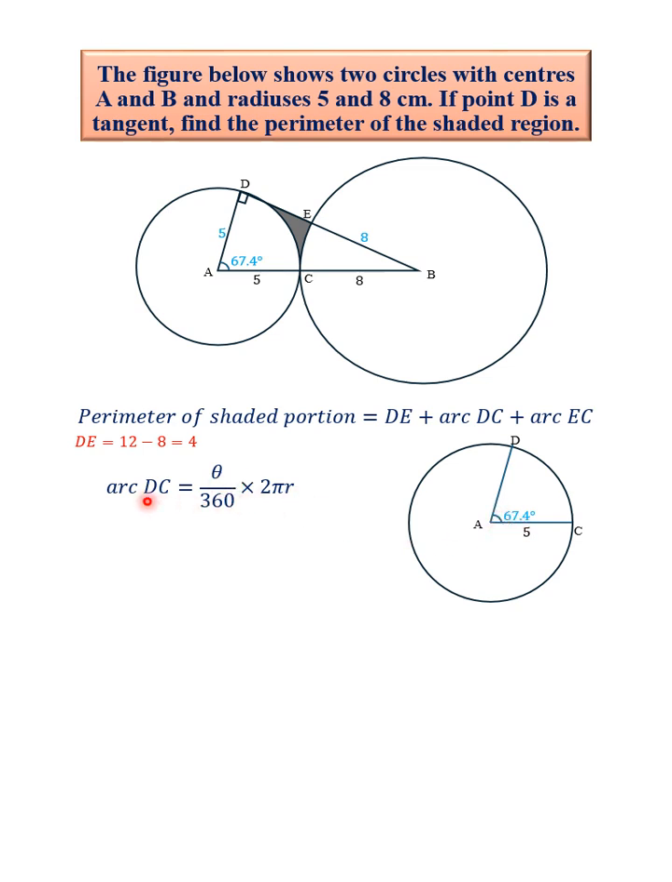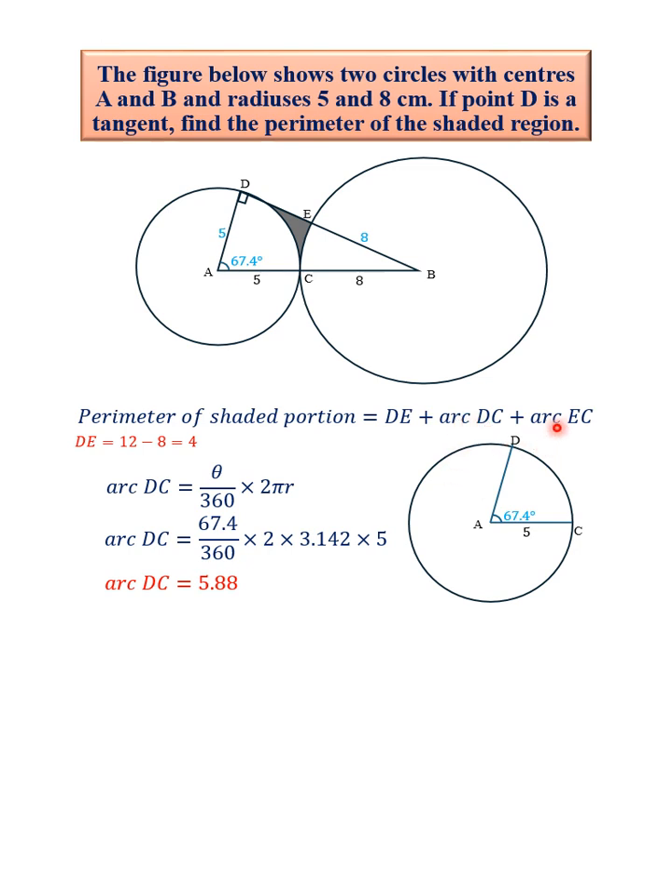So to obtain the arc DC, we simply substitute 67.4 in the place of theta, all over 360 times 2 times pi. Pi is 3.142 times r. R is 5. If we put this value into the calculator, you obtain the arc DC to be equal to 5.88. Now we've obtained arc DC.